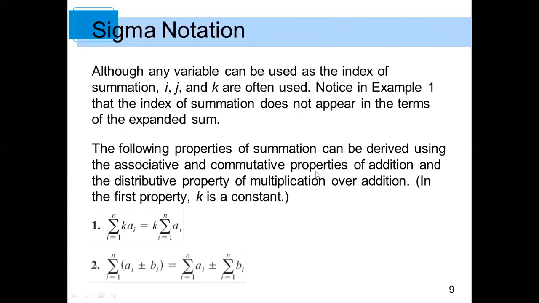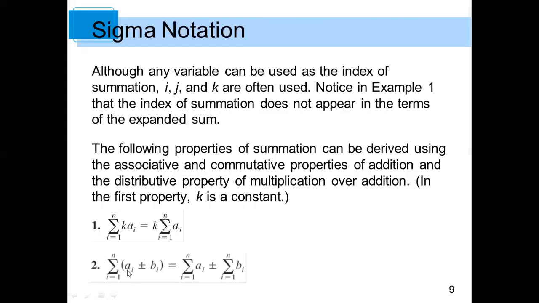The following properties of summation can be derived using the associative and commutative properties of addition and distributive property of multiplication over addition. In the first property, k is a constant. So if you have a constant times the sum formula, you can factor the constant out. That's because the a sub I is just a whole bunch of things added together, and you're multiplying each one by k. Well, if you work them all out and you're multiplying each one by k, it's like you distributed a k to all of them, so you could factor the k out and multiply it at the end.